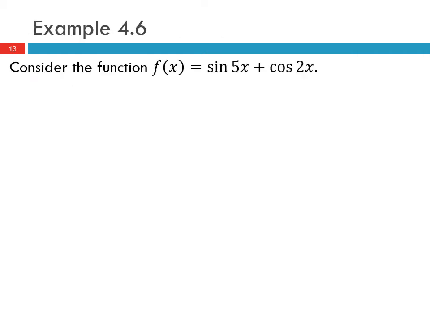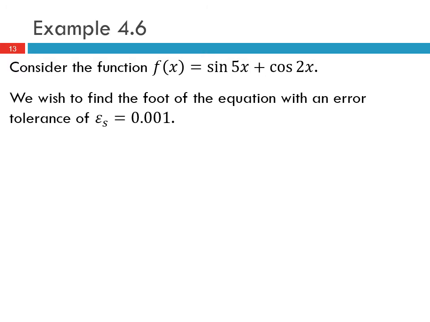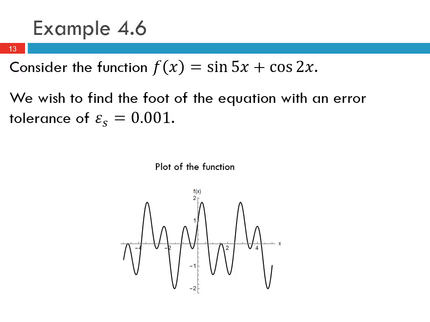Now let's look at another example. Consider the function f of x equal to sine 5x plus cosine 2x, and we wish to find the root of the equation with an error tolerance epsilon s of 0.001. We can plot the function, and we can see that there are many roots. In each call of the method, we're only going to find one root. Which root we find depends on our initial conditions, and as you'll see, it also depends on the form of the equation.